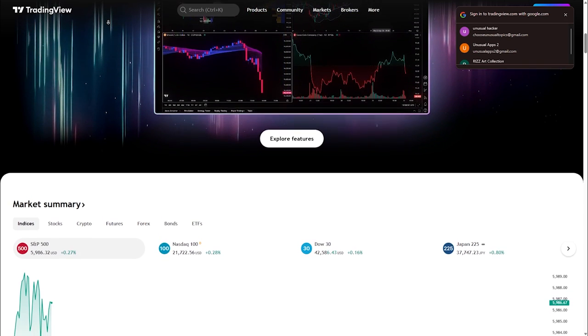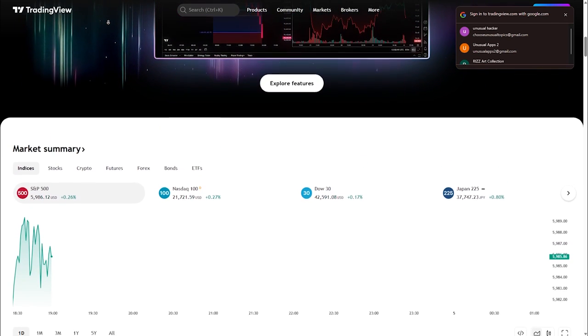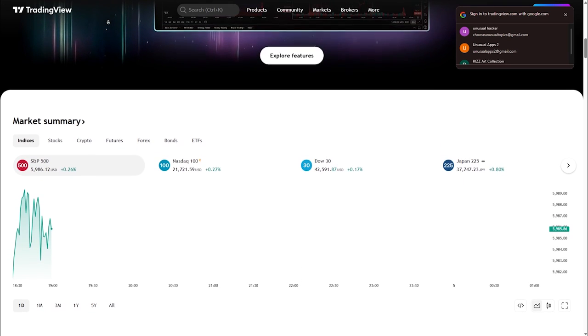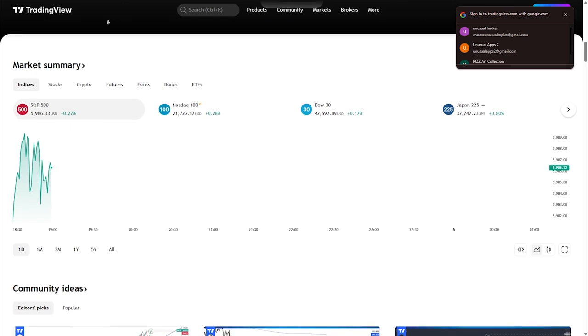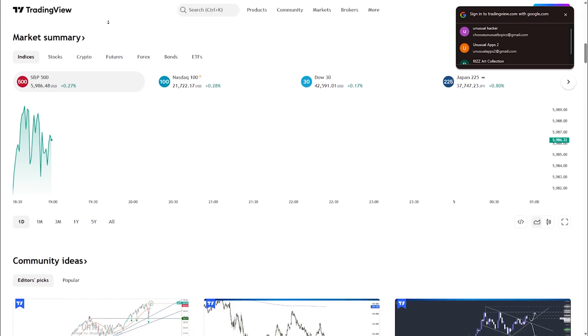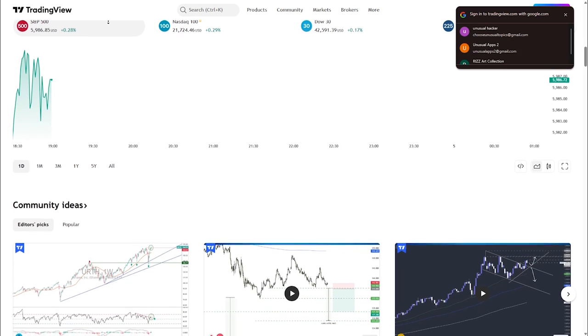So what's the verdict? FinViz is ideal if you want fast, easy screening for US stocks with no fuss. TradingView is perfect for those who want global access, advanced charting, and community-driven insights. FinViz is all about speed and simplicity. TradingView is depth and versatility.